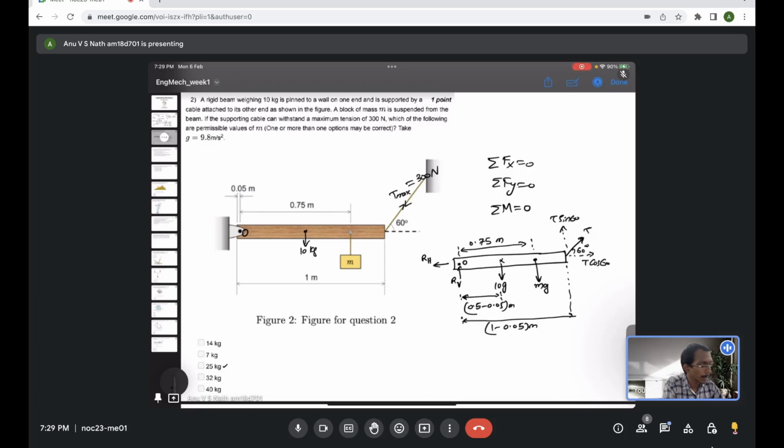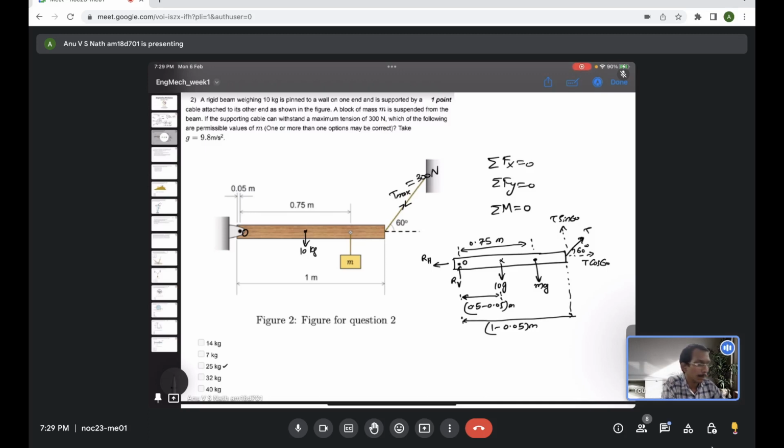Now you can go ahead with the equilibrium equations: sigma Fx equal to 0, sigma Fy equal to 0, sigma M equal to 0. But here you want to find the unknown m for a maximum value of T. You really don't need to evaluate the horizontal and vertical support reactions RH and RV.